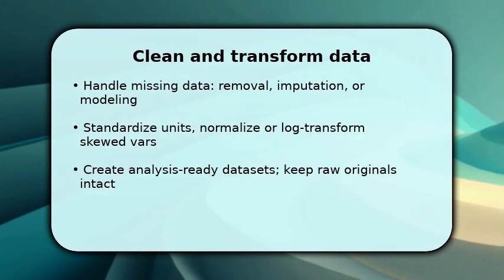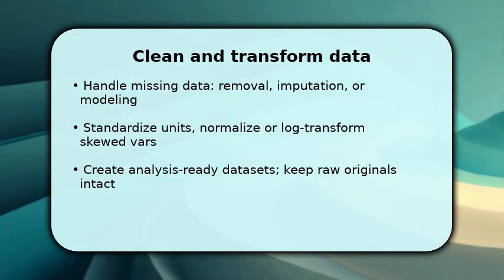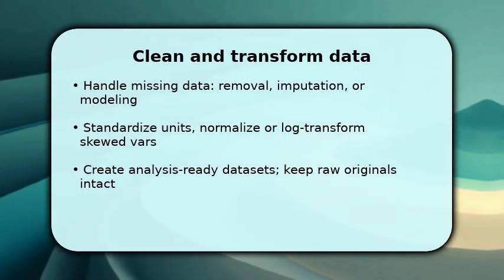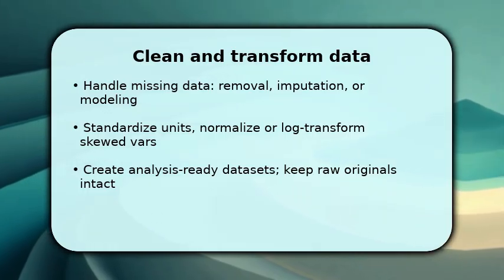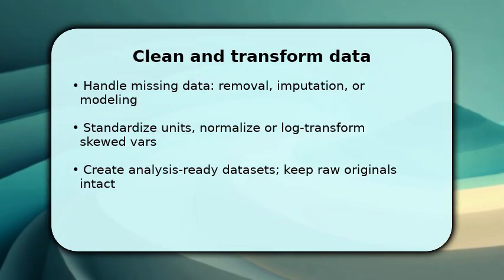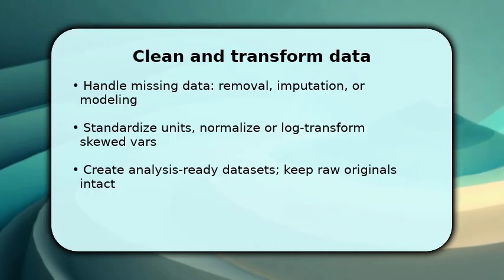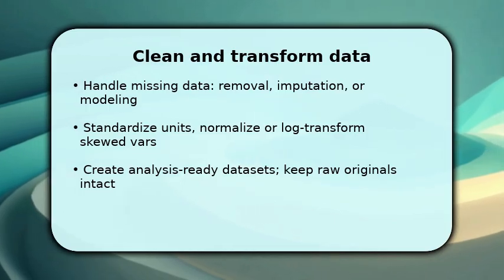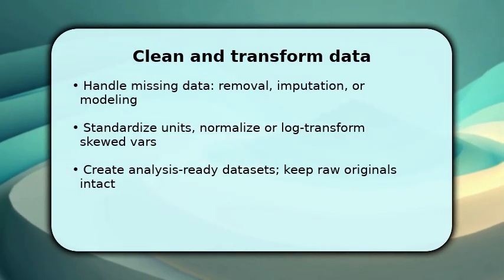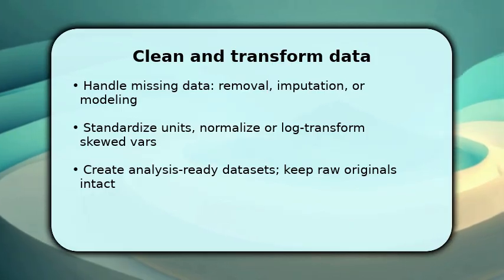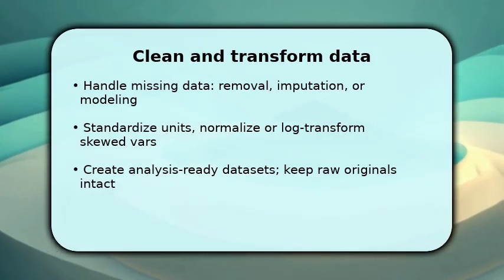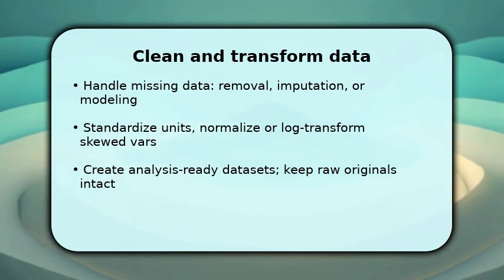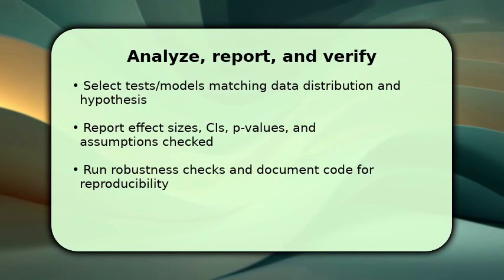First, decide how to treat missing values: remove cases, impute with documented methods, or model them explicitly, because each choice affects inference. Next, standardize units and apply normalization or log transforms to correct skew. This improves model fit and interpretability. Then derive composite scores or indicators as specified in your plan, and save an analysis-ready dataset while preserving the untouched raw files. You run the plan's statistical tests or models, making sure assumptions are checked and satisfied.